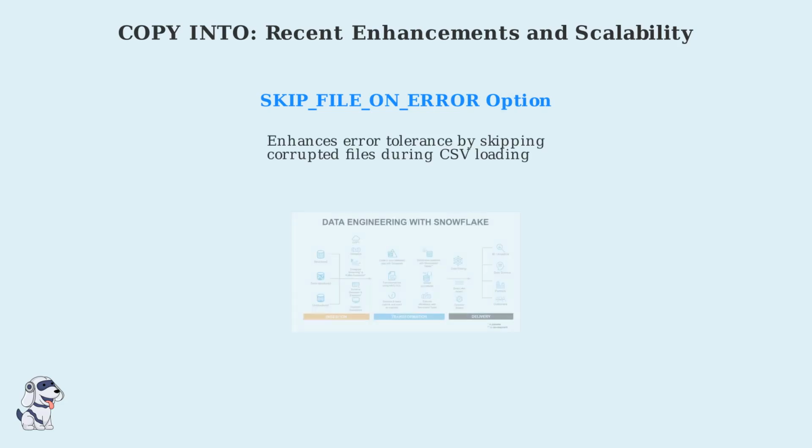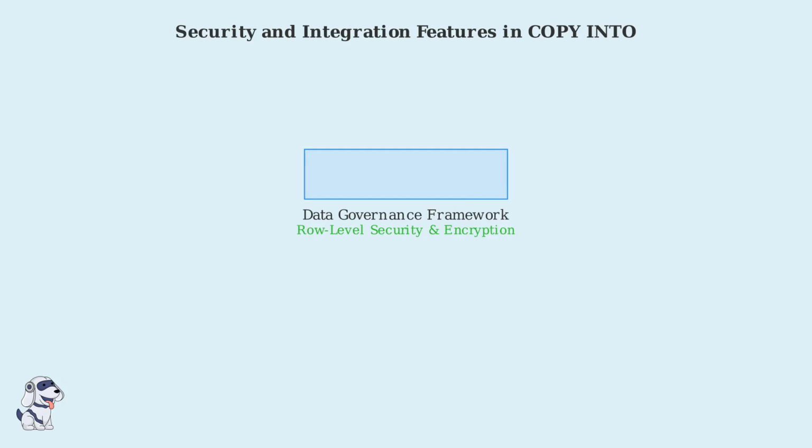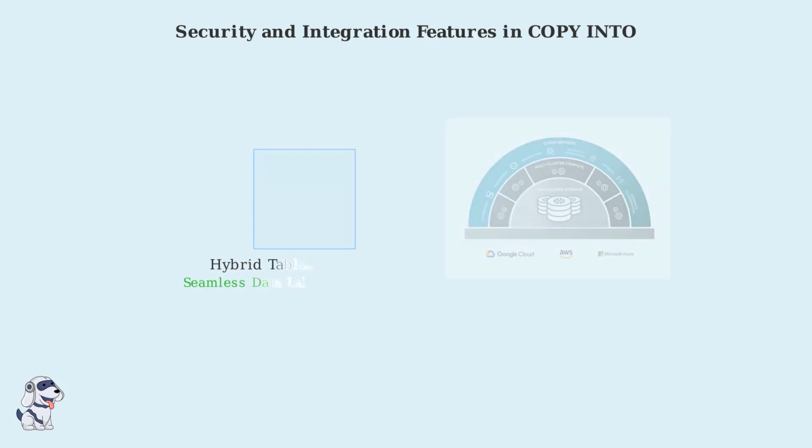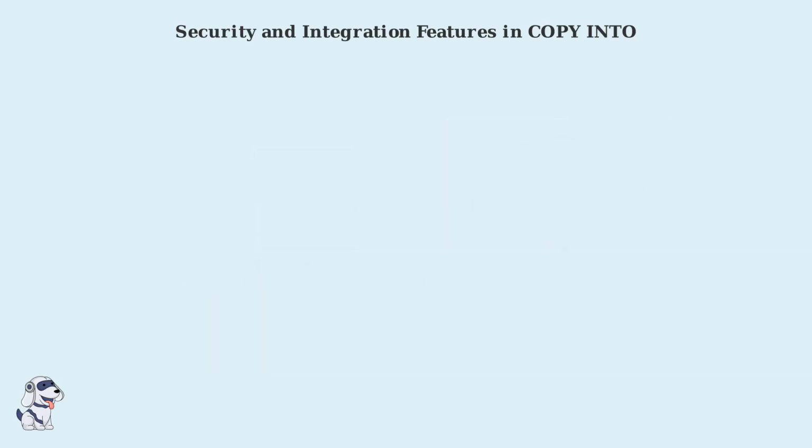Finally, the skip file on error option enhances error tolerance by skipping corrupted files during CSV loading, preventing entire load operations from failing. Copy into integrates seamlessly with Snowflake's data governance framework, including row-level security, ensuring encrypted data loading. Native support for AWS IAM roles in S3 stages simplifies authentication. Copy into operates within Snowflake's serverless architecture, eliminating the need for dedicated clusters. Integration with hybrid tables facilitates seamless data lakehouse workflows. These security and integration features ensure copy into provides secure, efficient, and flexible data loading within Snowflake's ecosystem.